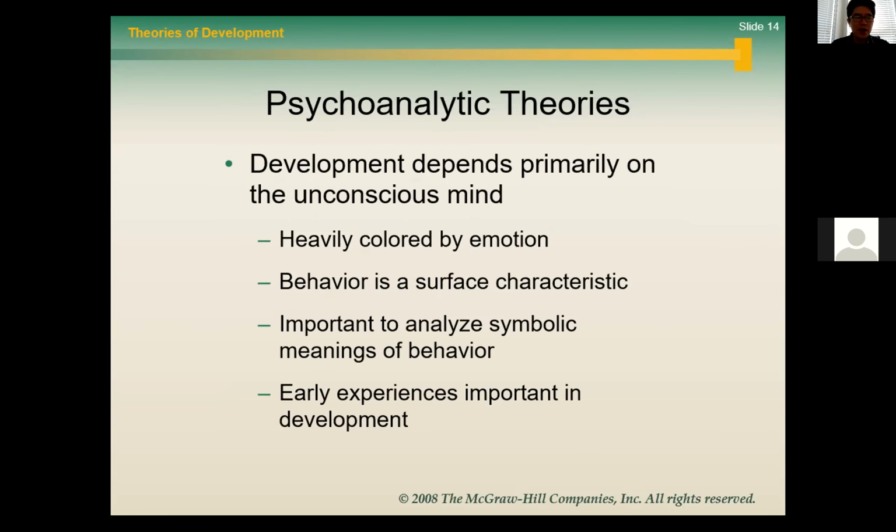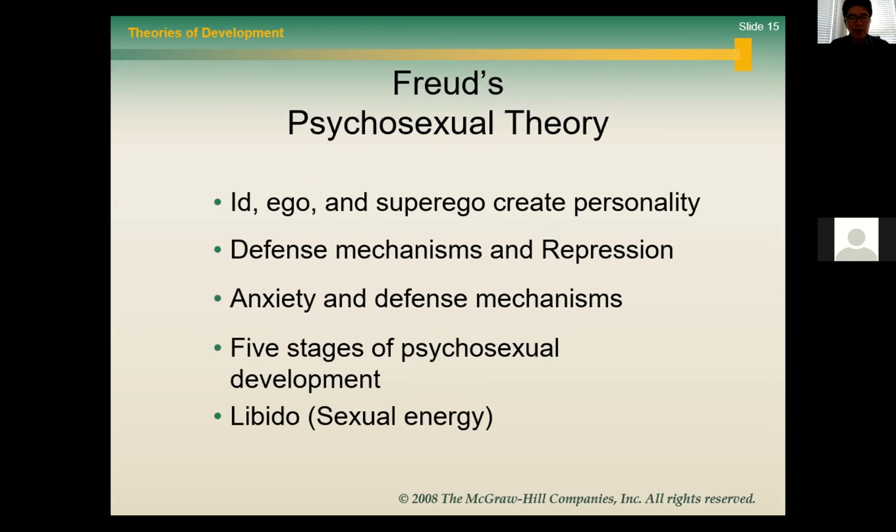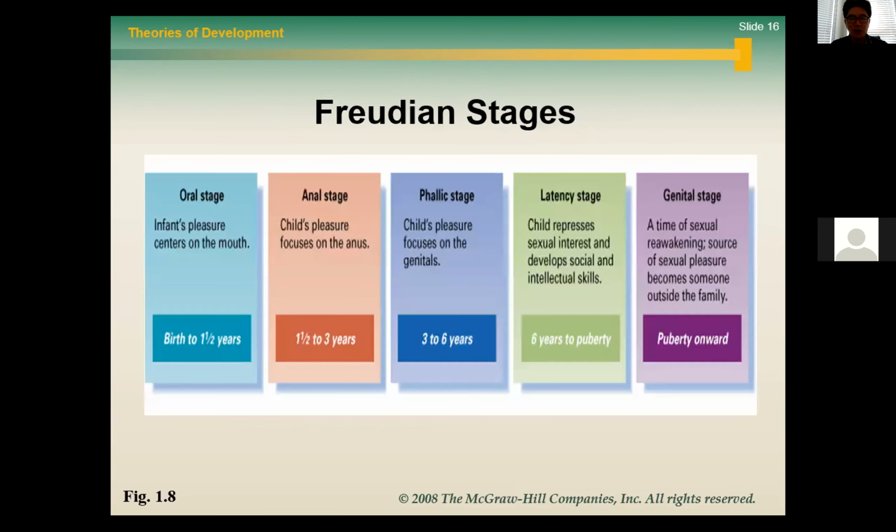The first theory I explained last week is Freud's psychosexual theory. There are several key terms: id, ego, superego, and libido, or sexual energy. He categorized 5 stages: oral, anal, phallic, latency, and genital.